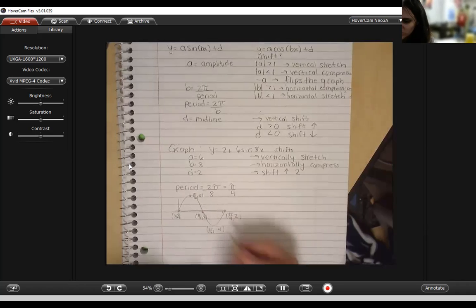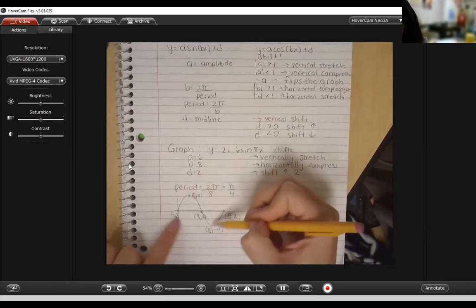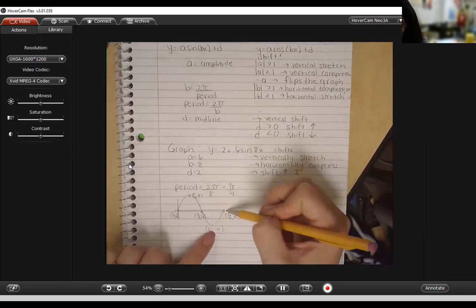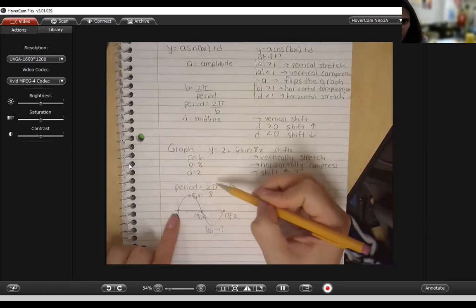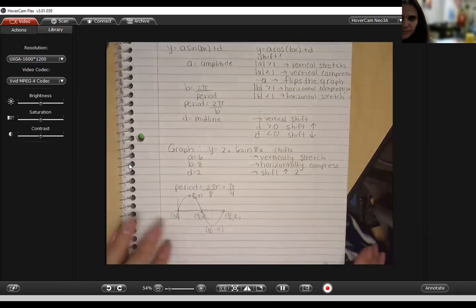Down to negative 4. So what does this show me? It shows me that my A value is 6. My amplitude between 2 and negative 4 is 6. My B value is 8, which means my period is pi over 4. And my D value is 2. There's my midline at 2. You could even draw this dashed if you want to draw like the real 2 down here. All right, let's try another one.